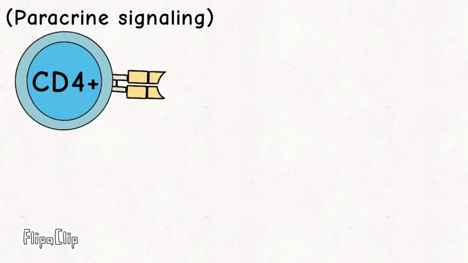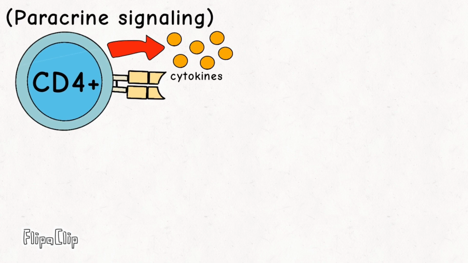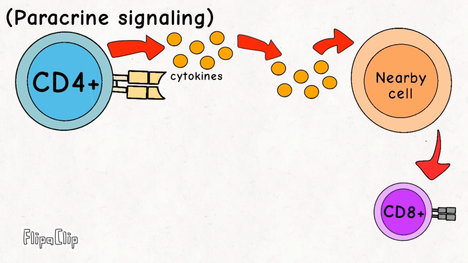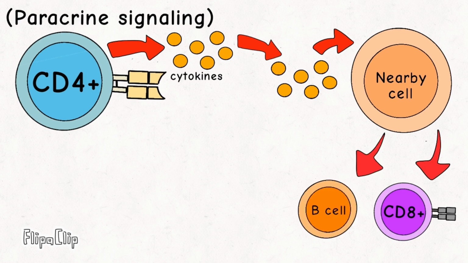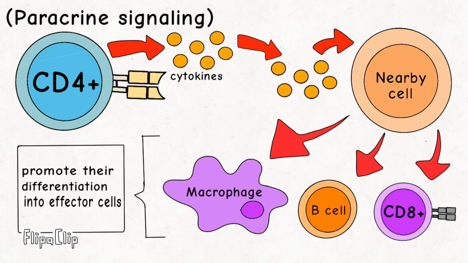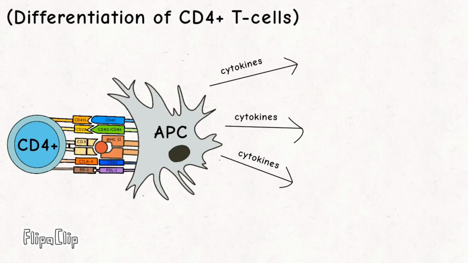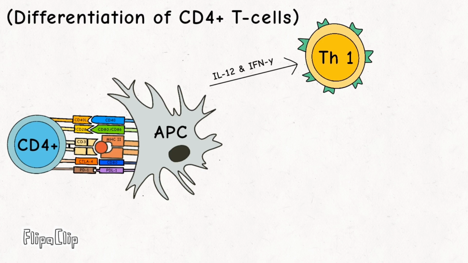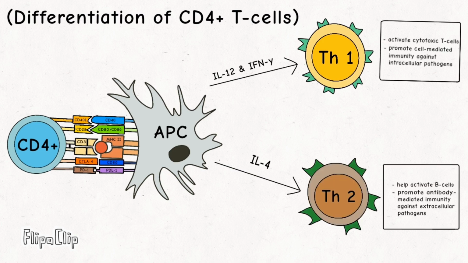Paracrine signaling occurs when a cell releases a signaling molecule that binds to receptors on nearby cells, triggering a response in those neighboring cells. This type of signaling is important in the coordination of cellular activities within a tissue or organ. CD4 T cells can differentiate into different subsets of effector cells depending on the cytokine environment and the nature of the antigen encountered. The major subsets of CD4 T cells include Th1, Th2, Treg, and so on.